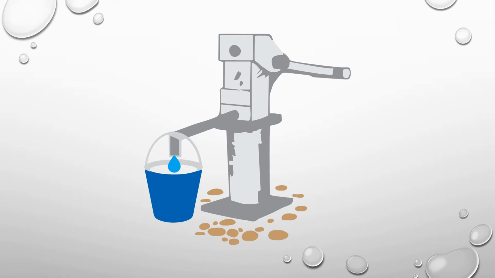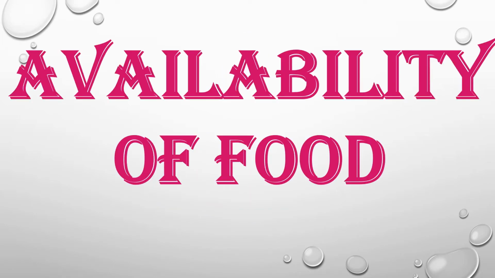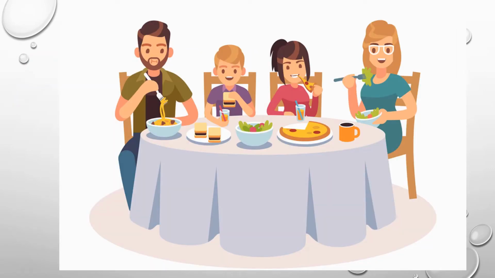Availability of food. Along with water, the growing population also needs food. So, food produced in the country is not sufficient enough for the population.